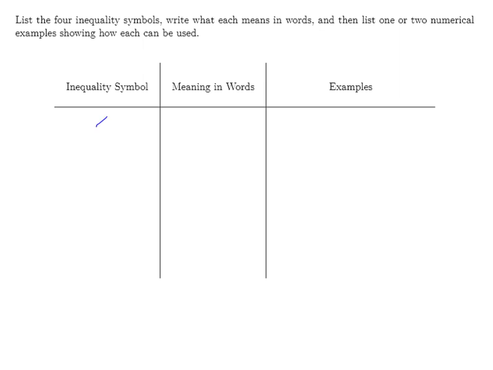It looks more or less like a sideways V, and the important thing is that it points to the left, which is where we know on a number line smaller numbers are. So, meaning in words, this symbol means less than.